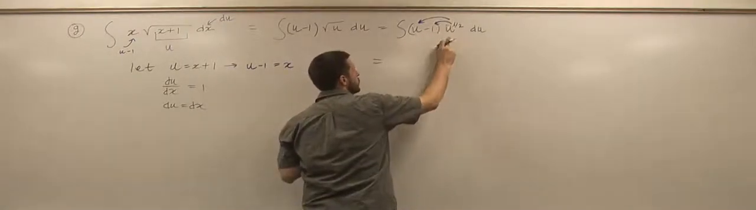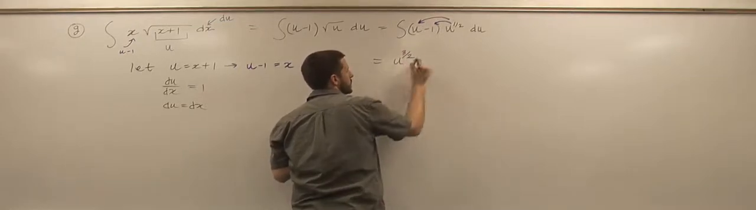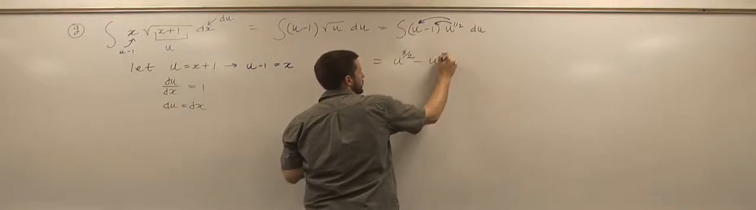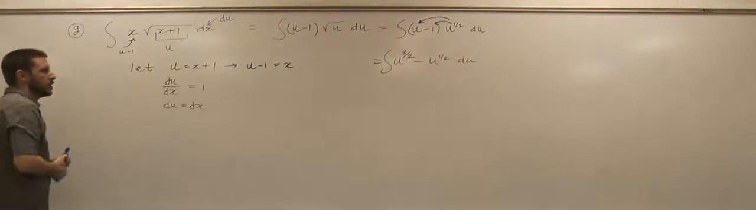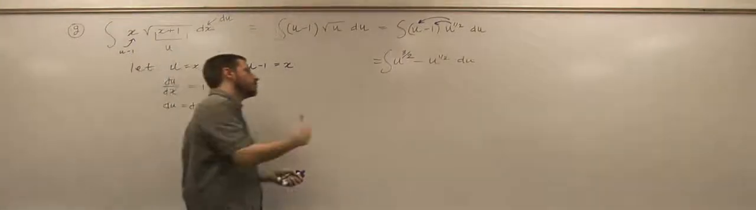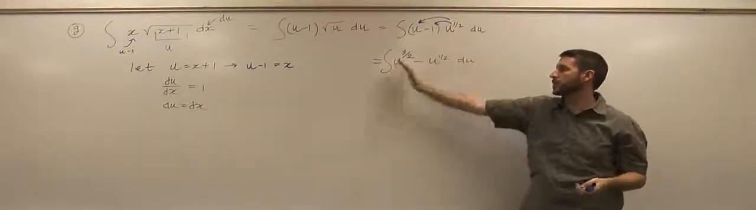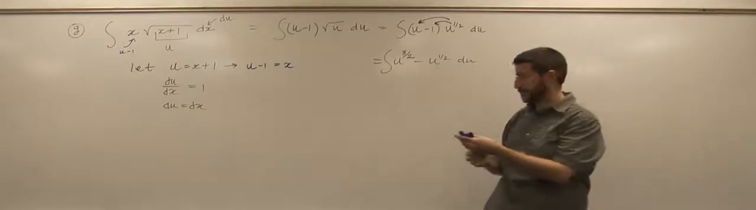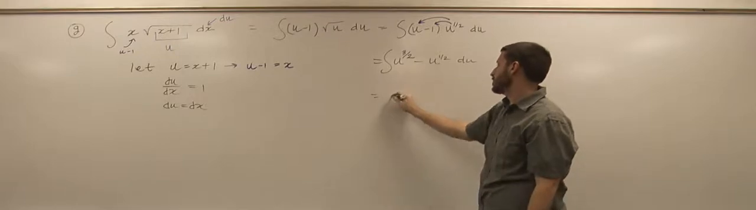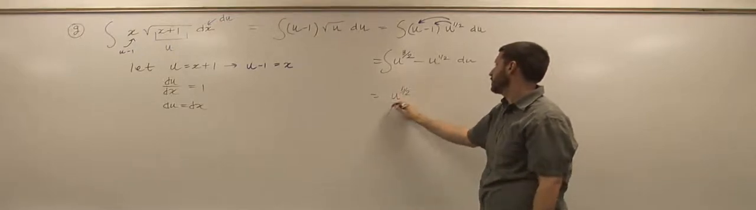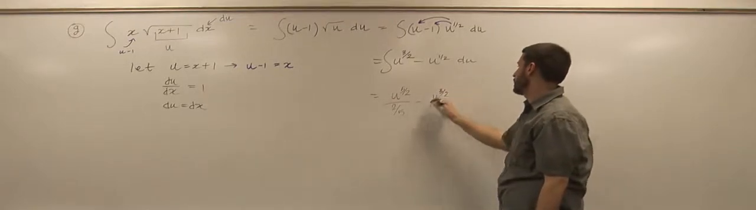U to the 1 times u to the 1/2 is u to the 3 halves, you add the exponents. 1 times u to the 1/2 is just u to the 1/2. Now that I've managed to undo these parentheses and I have a minus in the middle, I can take the integral of each term separately. I can do u to the 3 halves, which I add 1 to the power and divide. And then u to the 1/2, I'll add 1 to the power and divide.